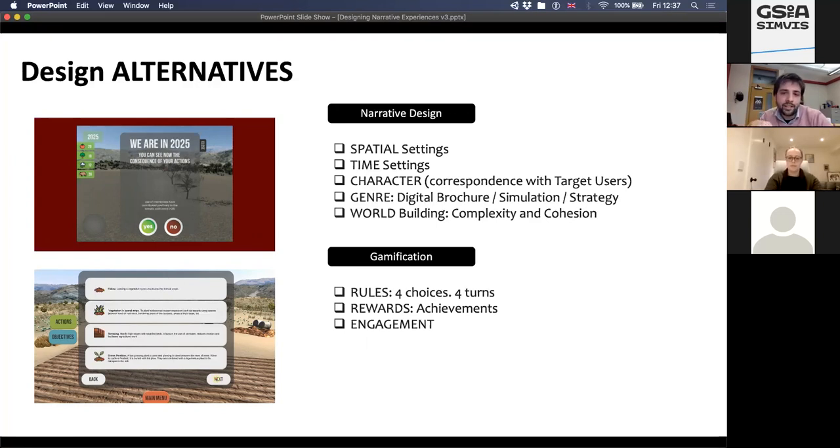So we then have the definition of the character, which I created as a character that is implicitly similar to the target user, the farmer. And then in terms of genre, I try to use conventions from different genres, but kind of a simulation game, okay? But simplifying, obviously, these elements to the logic and to the requirements of this tool. So world building, in my particular case, is going to arise from the complexity, okay? The idea that the variables that are manipulated are really going to affect the landscape, and then the cohesion, okay? Some kind of logic, and this logic is based on research, which is very interesting.